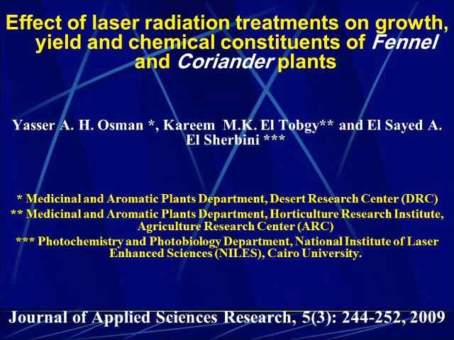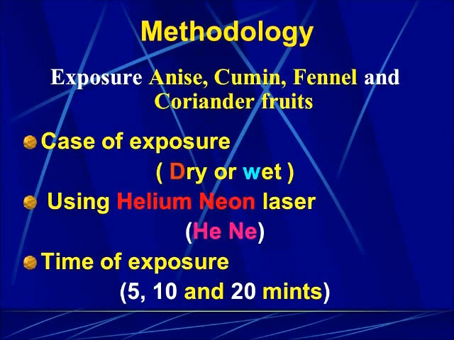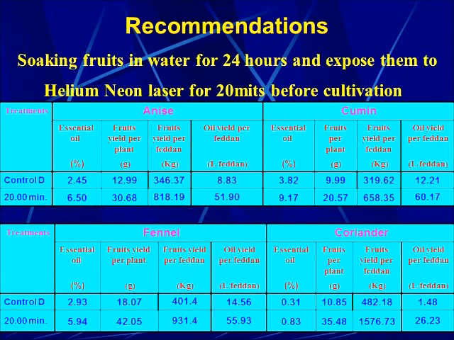The other paper: effect of laser radiation treatment on growth for fennel and coriander. This is a cooperation between 3 big institutions in Egypt, the Desert Cell Center and the Agricultural Cell Center and the Institute of Laser itself. This is the other one on anise and cumin. The methodology was exposing the seeds, on dry and wet case, to the helium-neon laser for another time, 5, 10, and 20. Here we can find a dramatic increase in all the yield components.